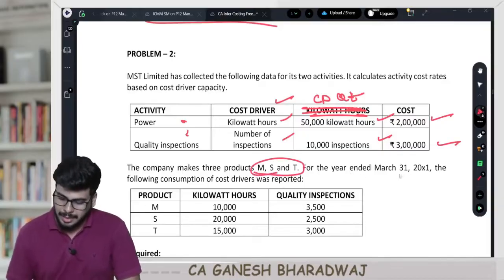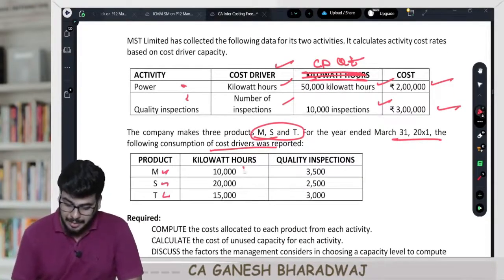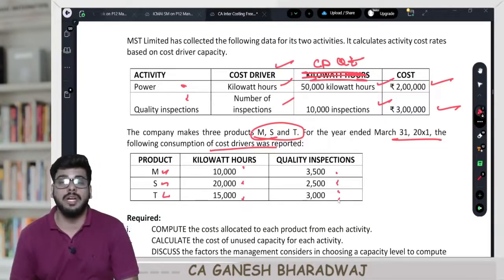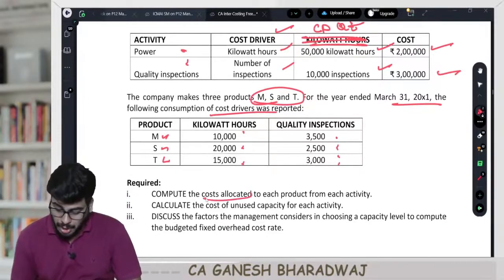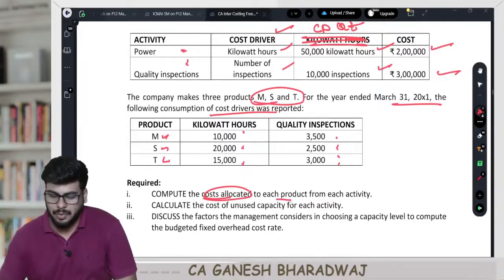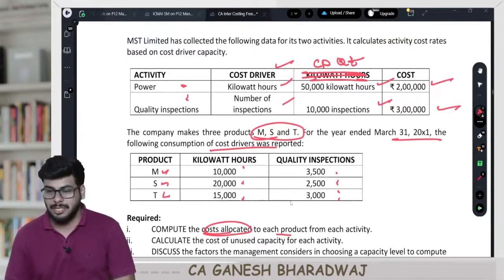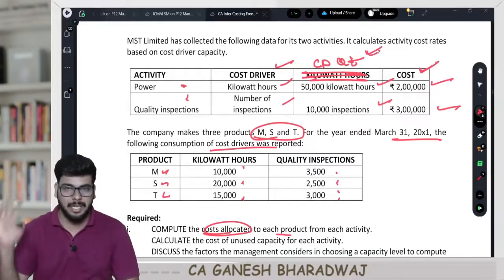For the year ended 31st of March, the following consumption of cost drivers were reported. Product wise, they have given the total kilowatt hours consumed and the total quality inspections done. Are you clear with this? Now compute the costs allocated to each of the products from each of the activities. First, what will you do? You will calculate the cost driver rate. How will you find out the cost driver rate? The respective cost pool divided by the budgeted cost driver quantity.